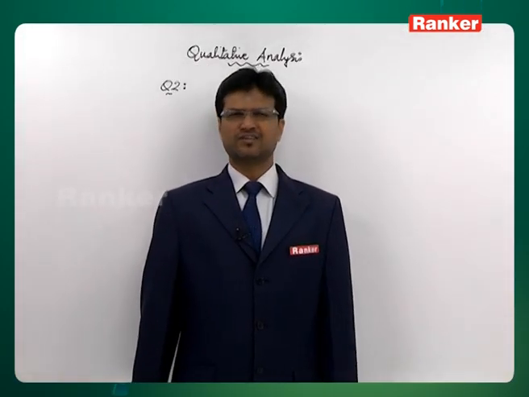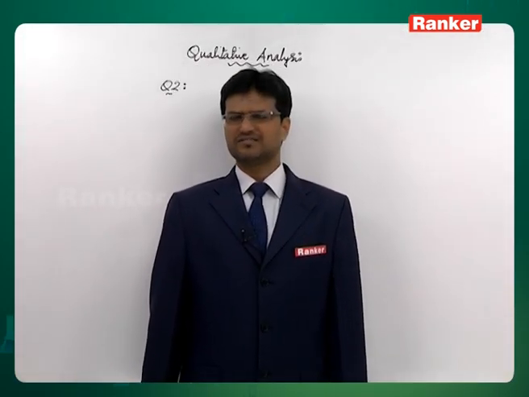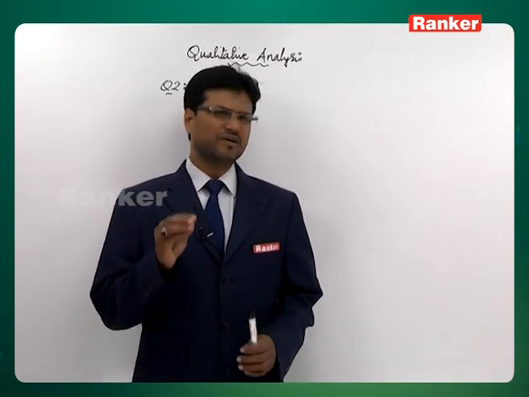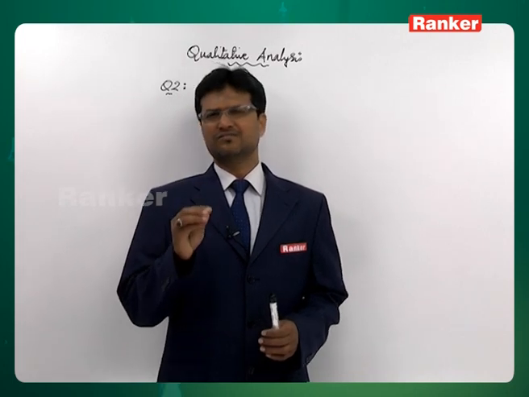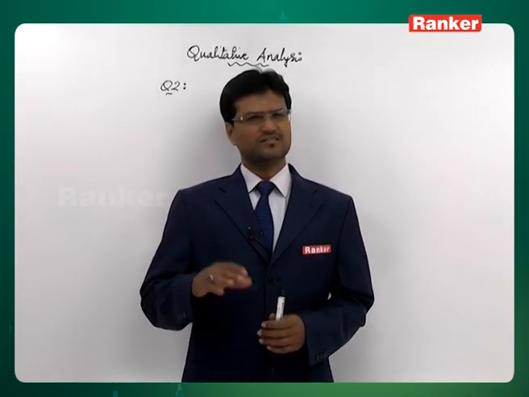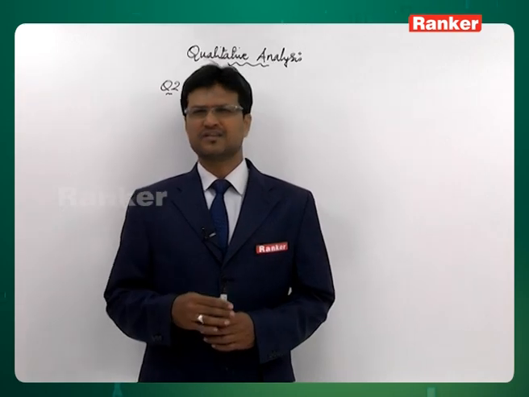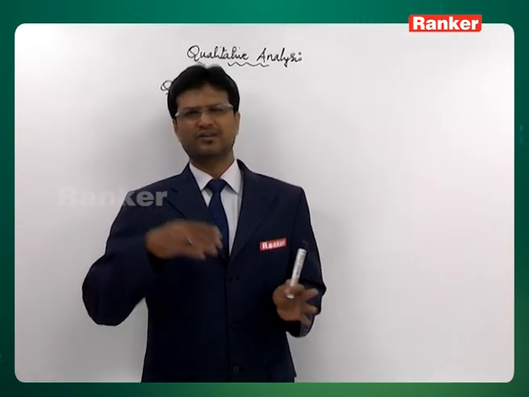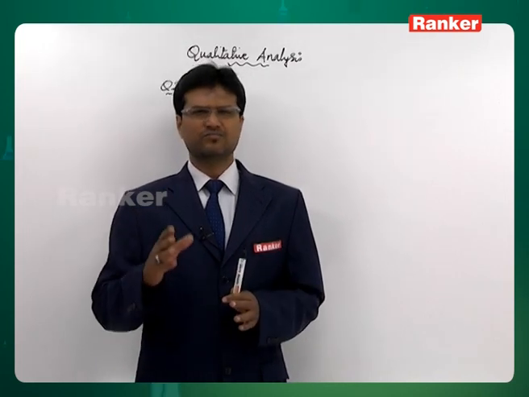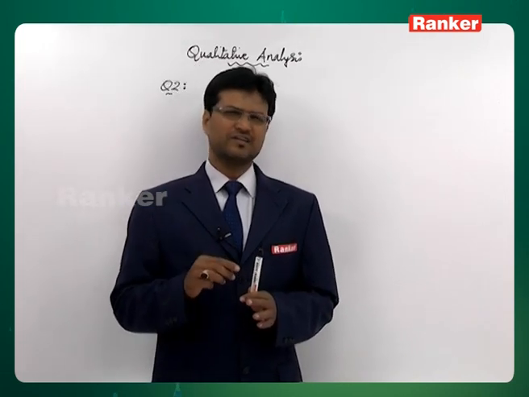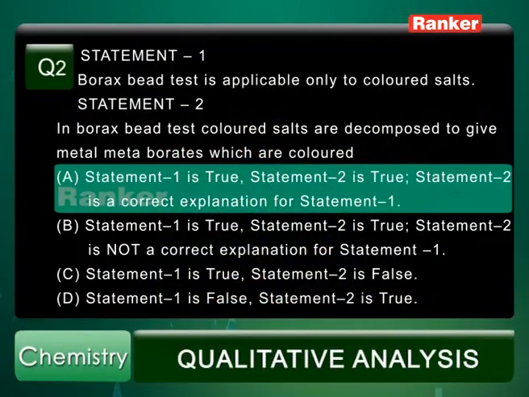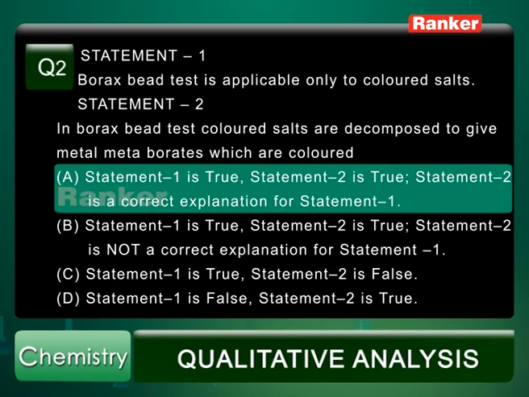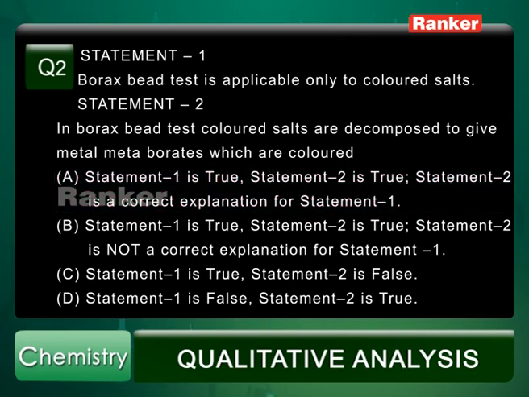Borax bead test is not given by alkali metals, alkaline earth metals, even p block metals also do not give borax bead test. It is given by only those transition metals which form colored salts when they have d1 to d9 configuration, that is partially filled d orbitals. Neither d0 nor d10 configuration will give colored metaborates, only d1 to d9 give colored metaborates. So, the correct answer therefore is option A. Statement 1 is true and statement 2 is the correct explanation for statement 1.